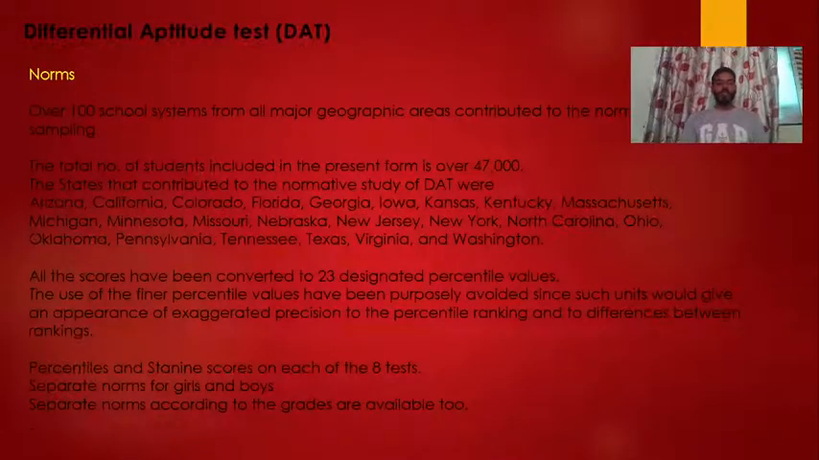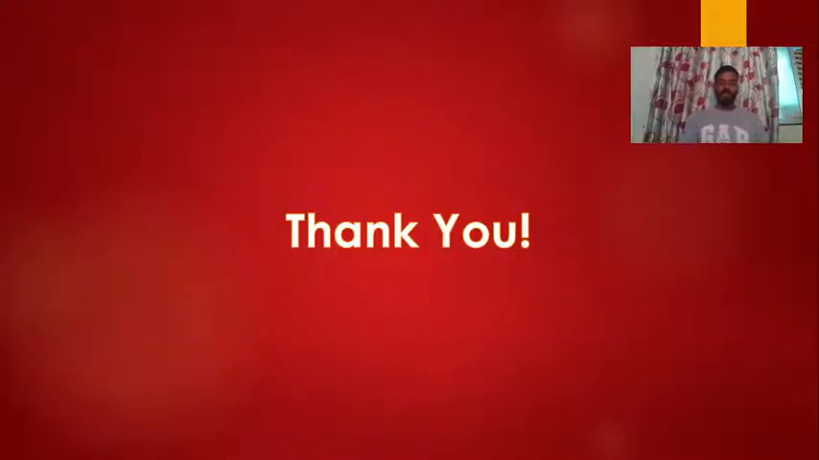The norms. Over 100 school systems from all the major geographic areas contributed to the normative sampling. The total number of students included in the present form is over 47,000. All the scores have been converted to 23 designated percentile values. The percentile and the stanine scores on each of the subtests are different. Separate norms for boys and girls are made for this test, and separate norms according to grades are also available. So that's all about the differential aptitude test, which is used for measuring the aptitude of the participant.